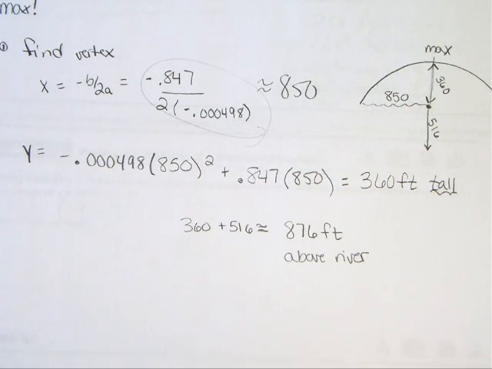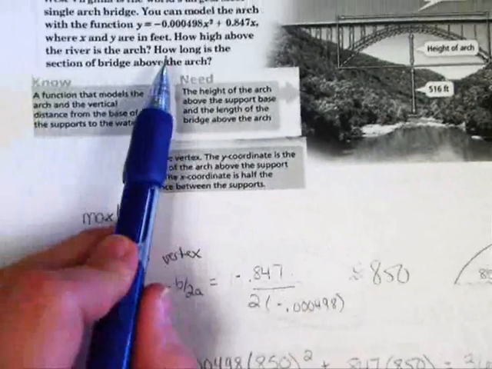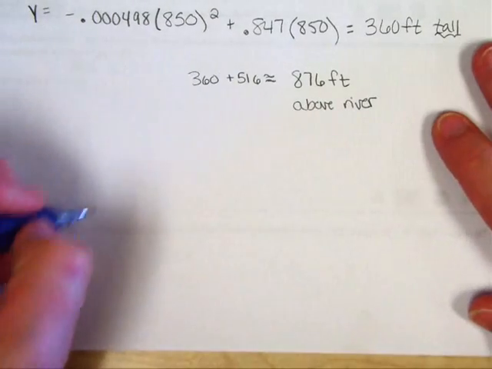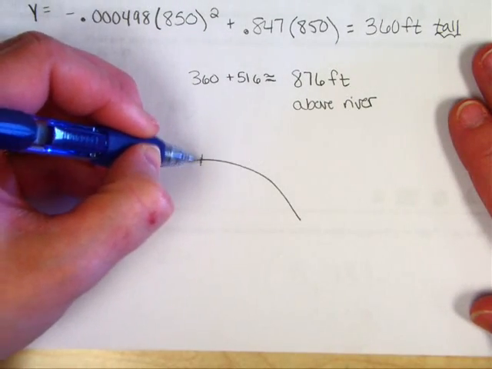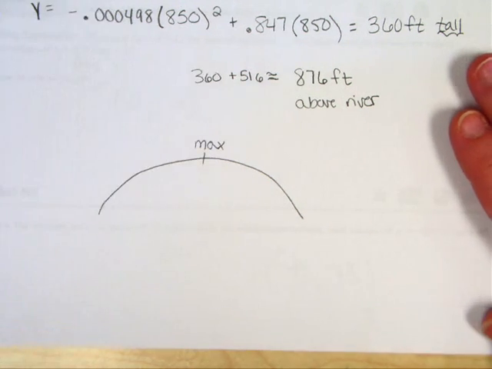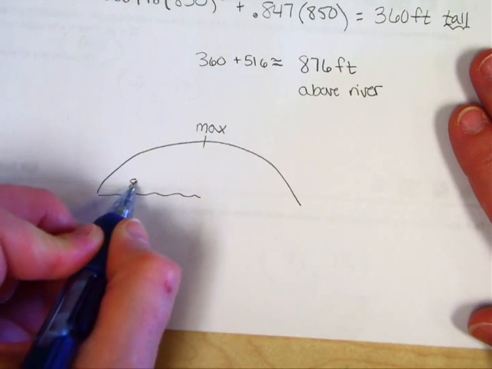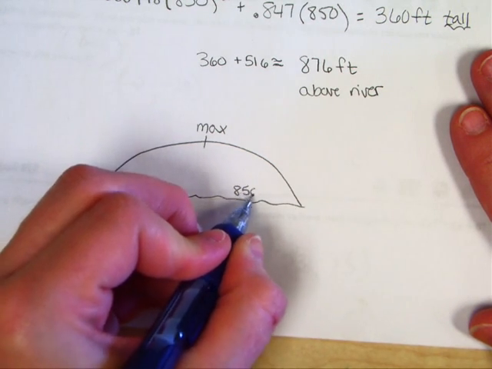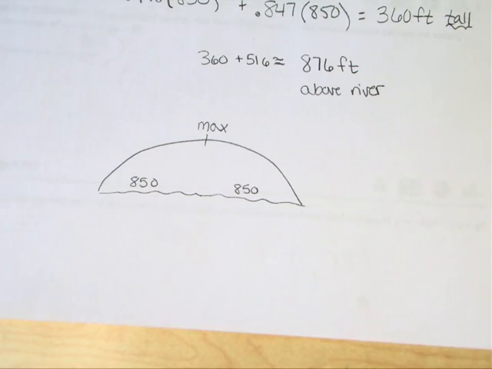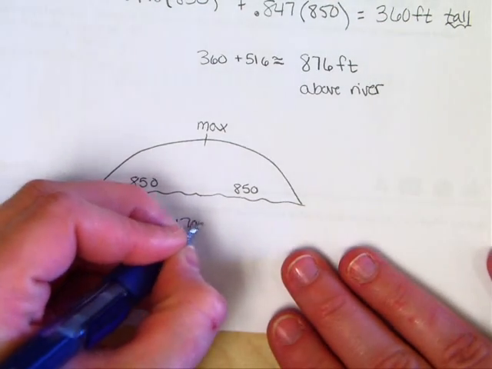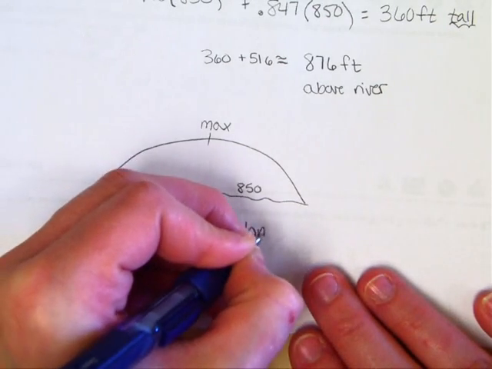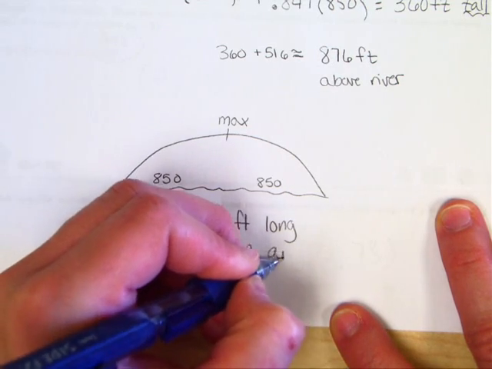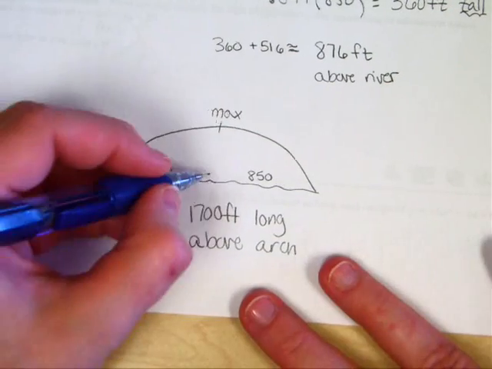There is a second question here, and the second question says, how long is this section of the bridge above the arch? So here's our arch. Here's the x value. This was the max here. We figured that from here to here was 850. So from another here to here, that's just another 850. 850 and 850 makes 1,700 feet long above the arch. And we just added those two together.